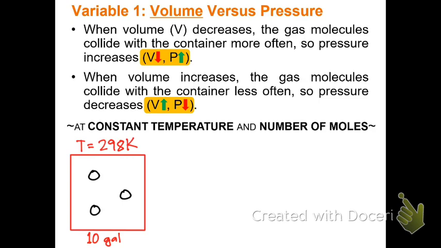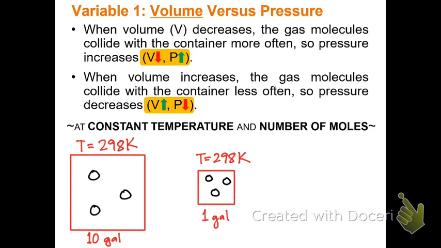All right, and then we also have a second container here. I'm going to exaggerate this a little bit. The temperature is the same, so we'll put the temperature also at 298 kelvins, and the number of molecules is the same, 3. So I have 3 gas molecules in here. But now the volume changed. Instead of 10, now we have 1 gallon. So how do you think pressure is affected here?